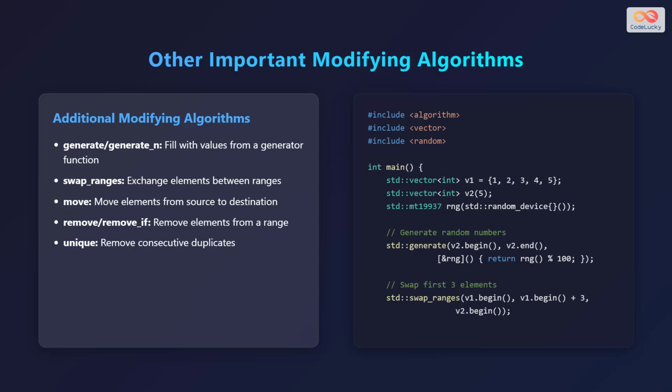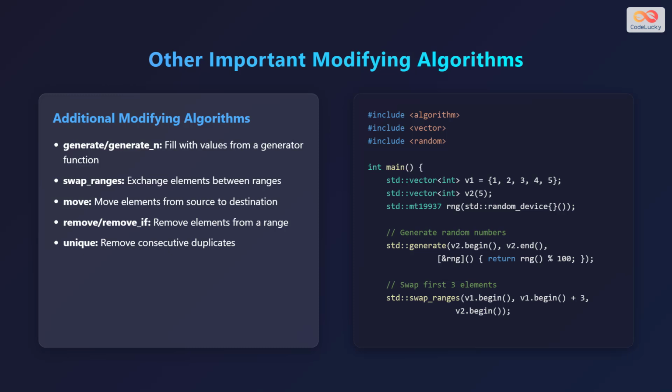Here are some additional modifying algorithms. They are generate and generate_n, which fill with values from a generator function. Swap_ranges, which exchanges elements between ranges. Move, which moves elements from source to destination. Remove and remove_if, which remove elements from a range. And unique, which removes consecutive duplicates. Let's look at a code example.